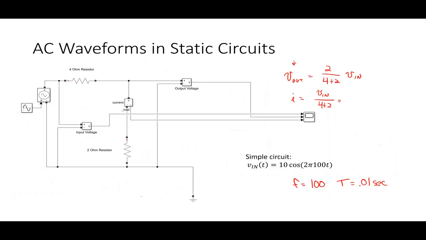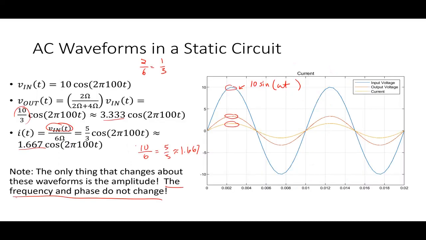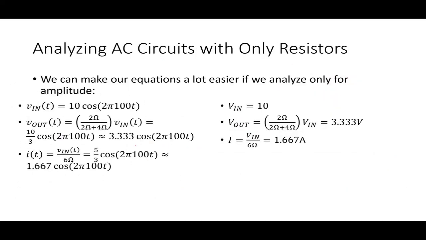So if I have a static circuit, in other words, a circuit that has simply resistors, so no capacitors or inductors, all that changes is my amplitude. All right, so if I only have resistors, here's the analysis we did on the full waveform. I could do a much simpler analysis. To be honest with you, I don't need to keep this cosine and sine stuff over here.